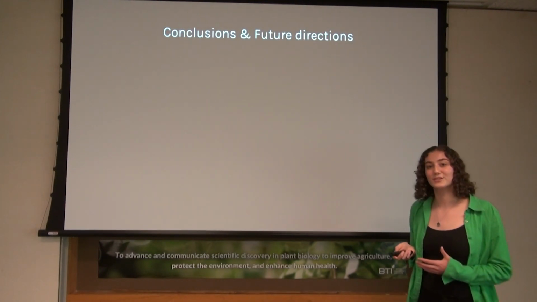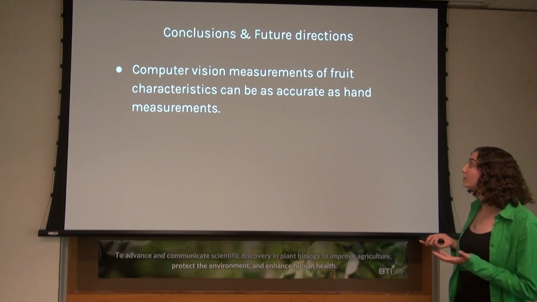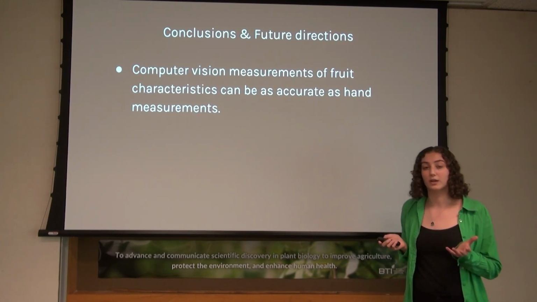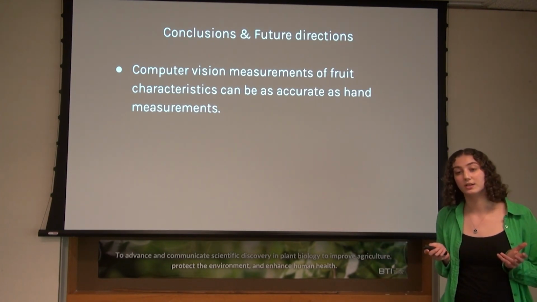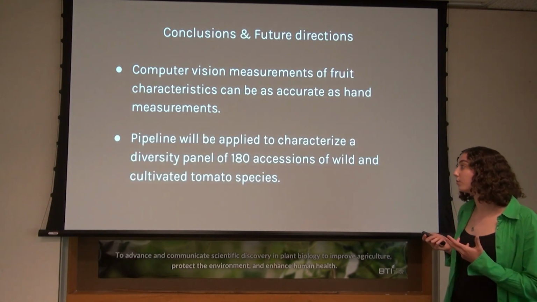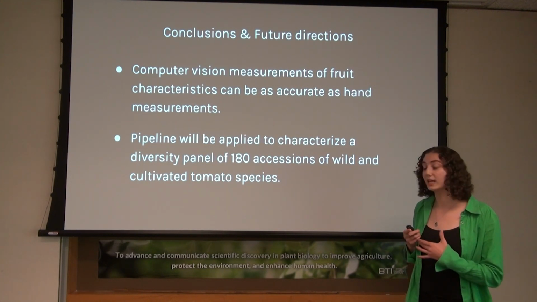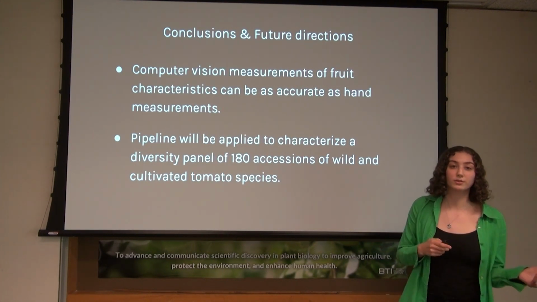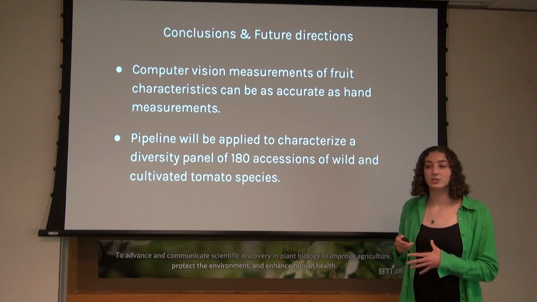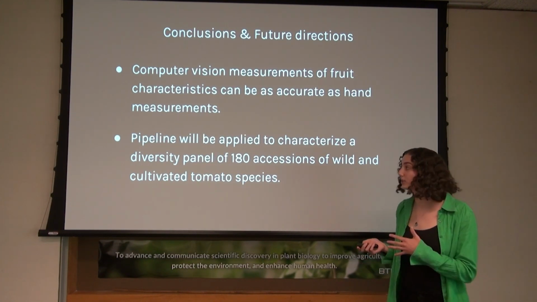And so just some conclusions that I would like to share is that we found that computer vision measurements of fruit characteristics can be as accurate or more accurate than the hand measurements. And in the future, we're looking to apply our pipeline to characterize a diversity panel of 180 different accessions of both cultivated and wild tomatoes to see the variation in fruit traits as well as leaf traits.